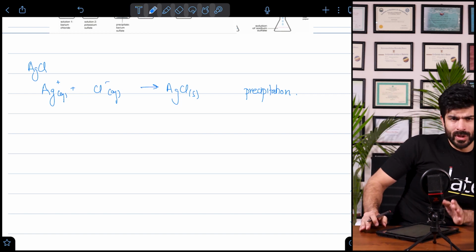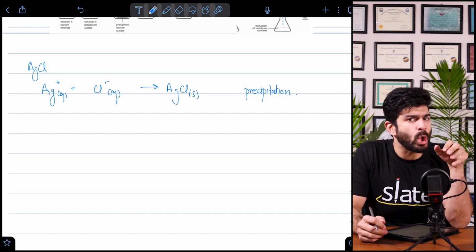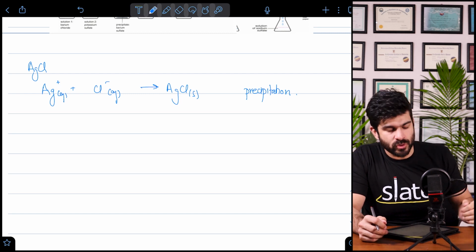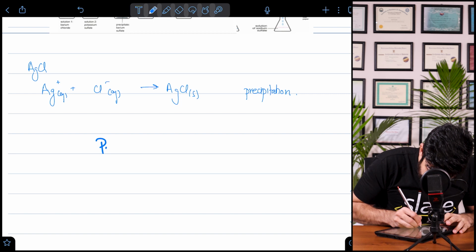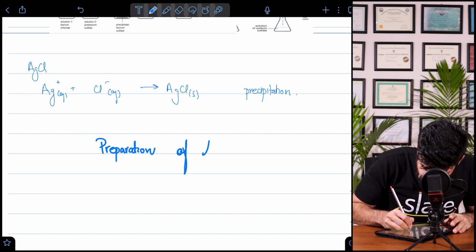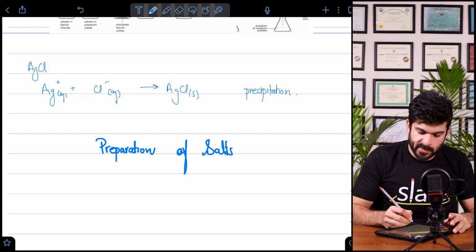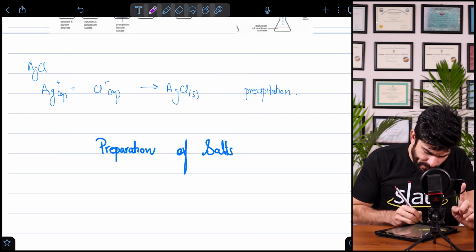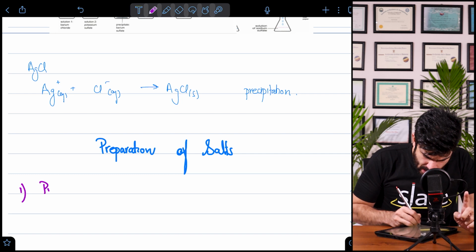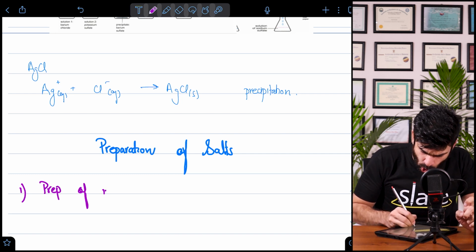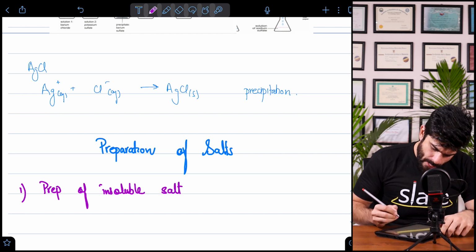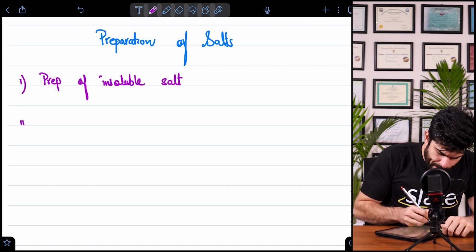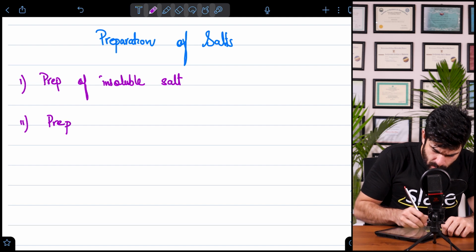So now, using this very concept, let's talk about the preparation of salts. When we talk about the preparation of salts, there are 3 methods. But first, there are 2 types of salt preparation. Preparation of insoluble salt, then preparation of soluble salt.